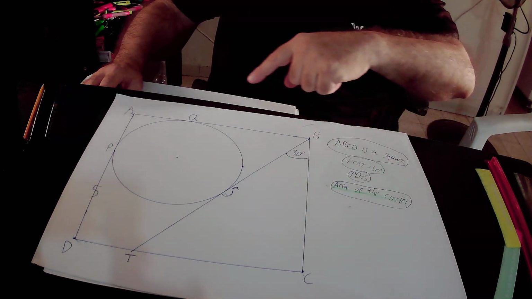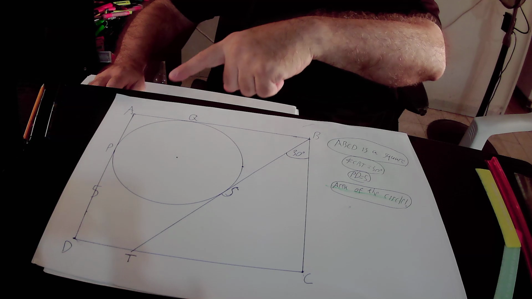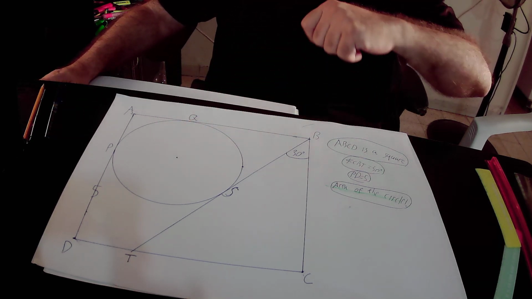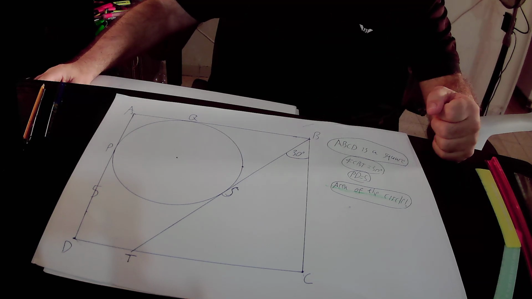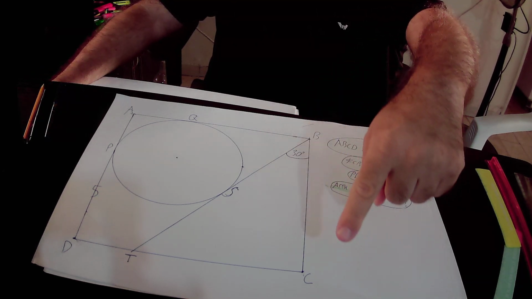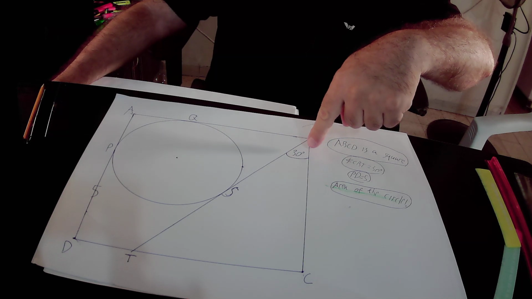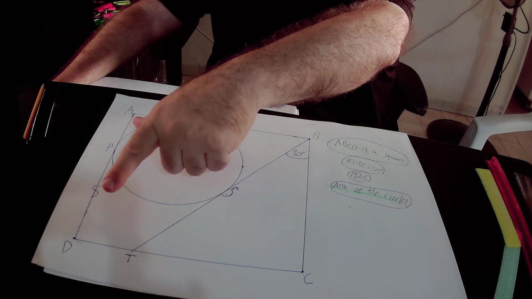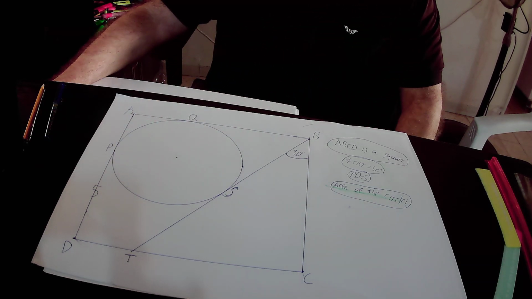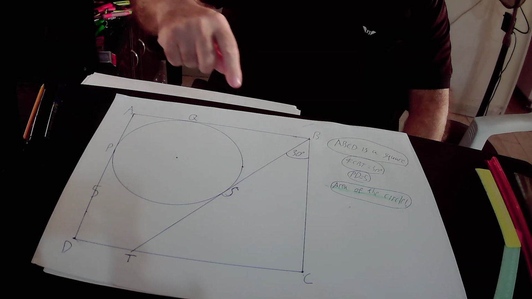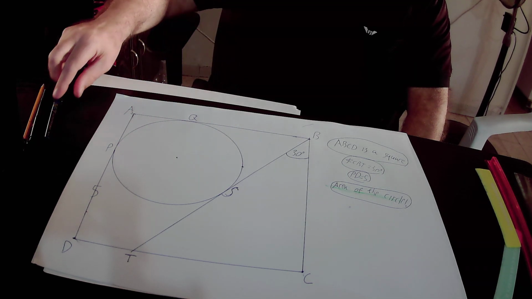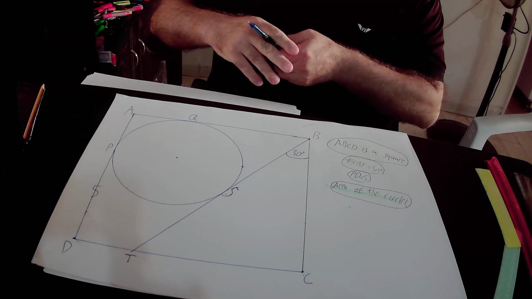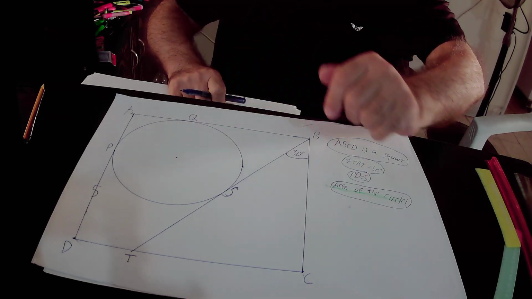In the drawing, we have square ABCD. Inside square ABCD, we have a circle. The angle CBT equals 30 degrees. Line segment PD equals 5 units. And our mission is to find out the area of this circle. So first of all, we'll define the center of this circle as O.